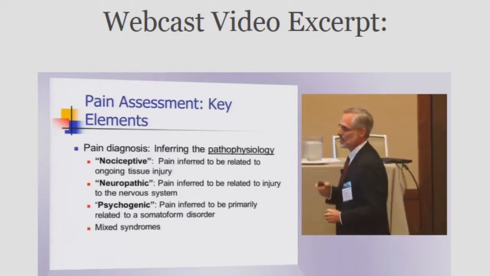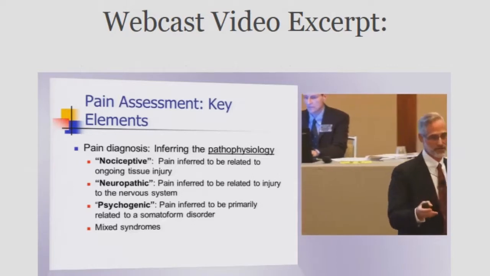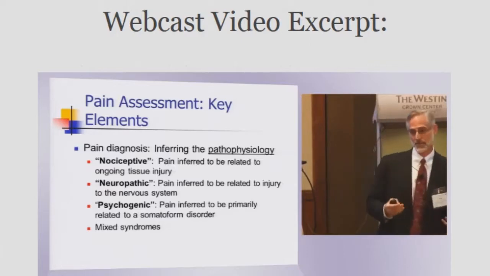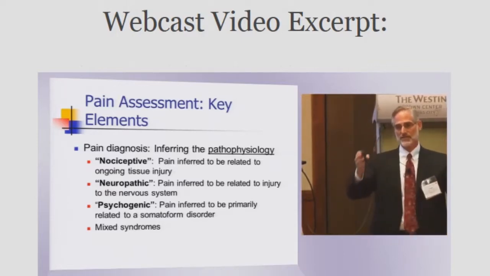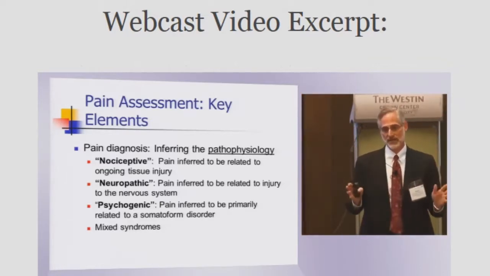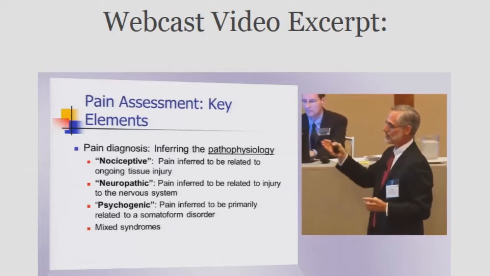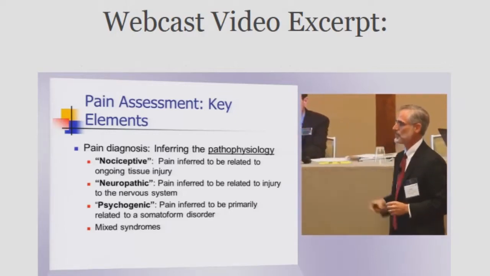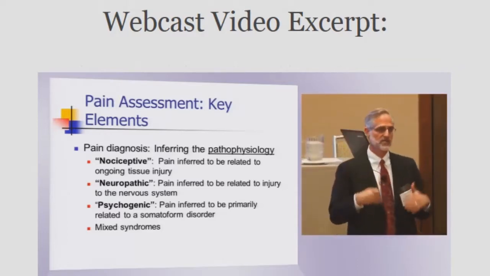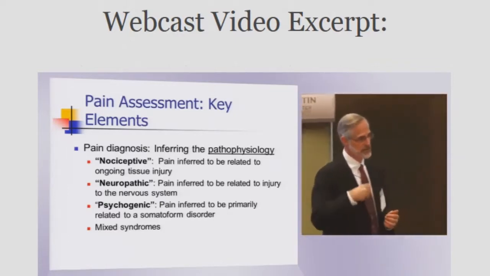The pathophysiology, you should realize, is an inference. Because you'll evaluate a patient, I'll evaluate a patient, we really don't know what the pathophysiology is, and it's far more complex than we could explain anyway. But what the scientific community has done is create these large buckets, these constructs that imply a set of pathophysiologies. And the main buckets that we label in populations with serious medical illness are nociceptive, neuropathic, psychogenic, and mixed. Nociceptive pain is pain that's inferred to be related to ongoing tissue injury. Inflammation is often very prominent. The implication is if you take away the source, the patient feels better.